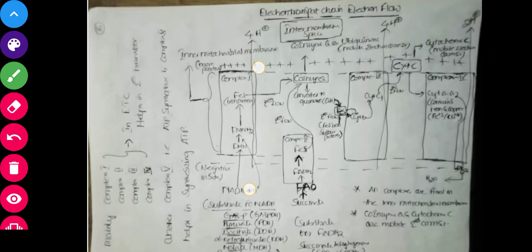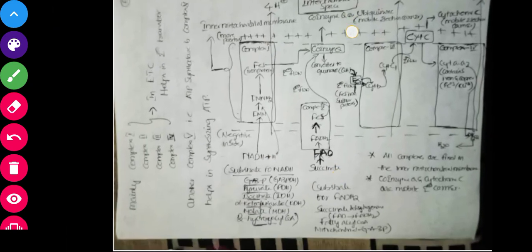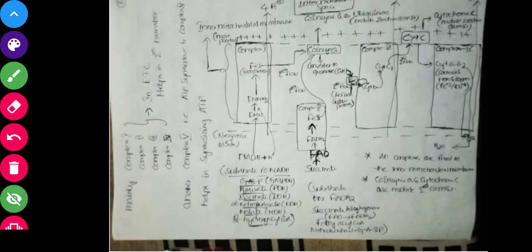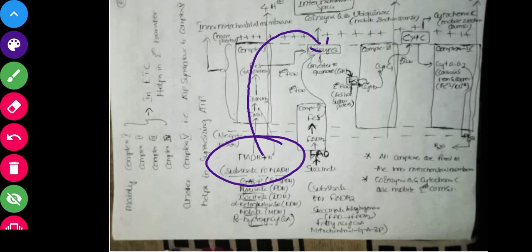So this is the electron transport chain. In the electron transport chain there are 4 complexes, and actually there is a fifth complex, which is used only for the synthesis of ATP. We will study that in a future slide. The first complex is called NADH coenzyme Q oxidoreductase. The electrons will flow from NADH to coenzyme Q. We'll see how the electrons flow.